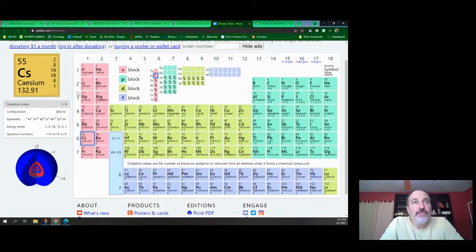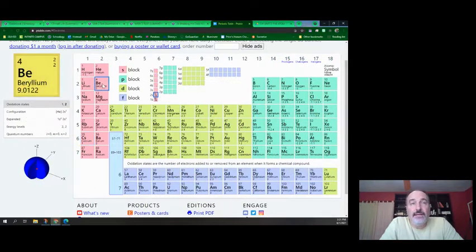And remember, going from top to bottom, the periods represent energy levels. So beryllium has two energy levels. And you kind of see that here, the little red one and the larger blue one. And these s ones are the simplest. Now, the p orbitals: first you have s, then you have p orbitals.